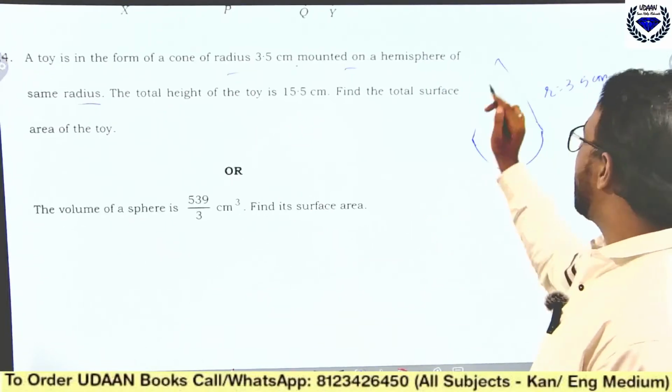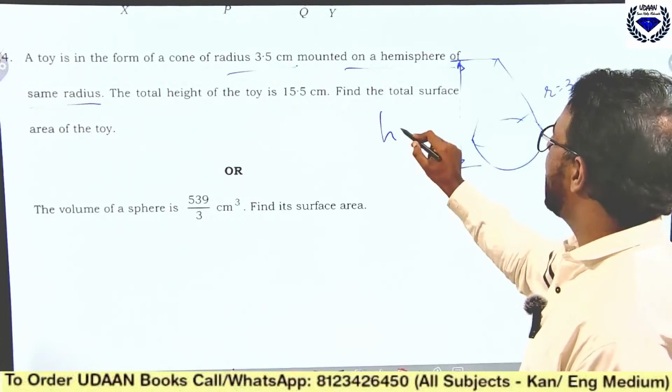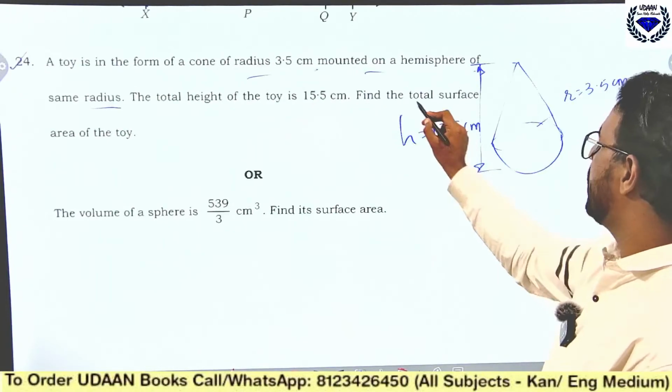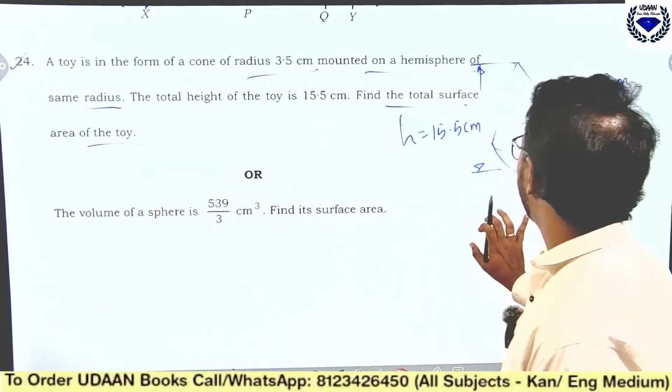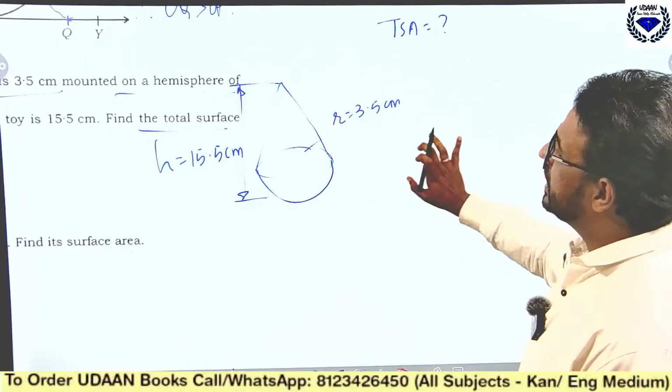If the total height, so from here to here, is 15.5 centimeter, you should find the TSA of the toy. So you should find the TSA. Let me tell you how to find the TSA now. Just look into this figure.